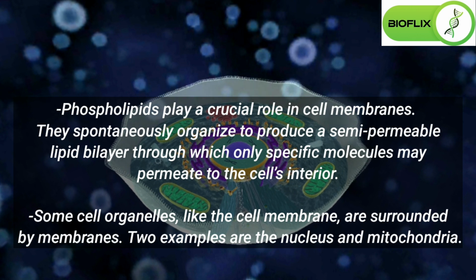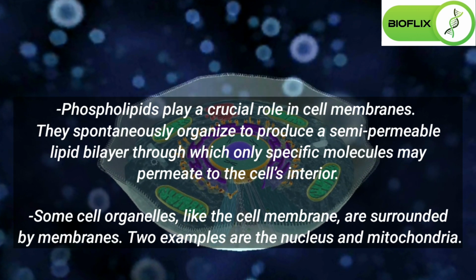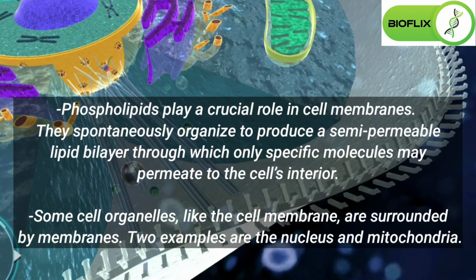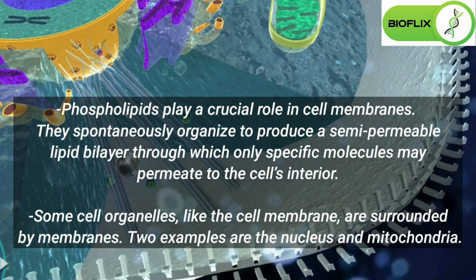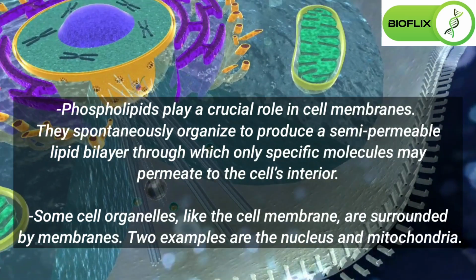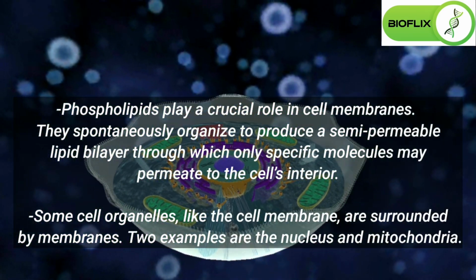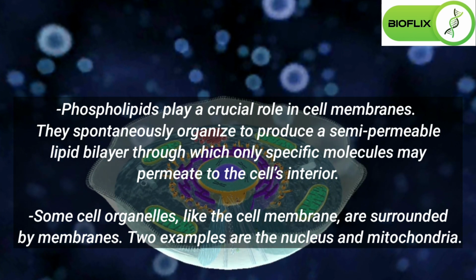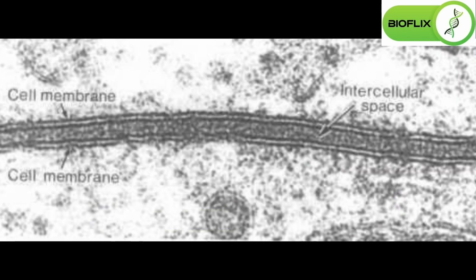Phospholipids play a crucial role in cell membranes. They spontaneously organize to produce a semi-permeable lipid bilayer through which only specific molecules may permeate to the cell's interior. Some cell organelles, like the cell, are surrounded by membranes. Two examples are the nucleus and mitochondria. Now look, this is how cell membrane looks under microscope.